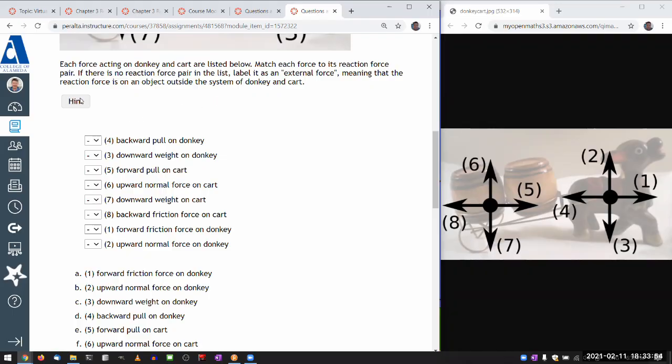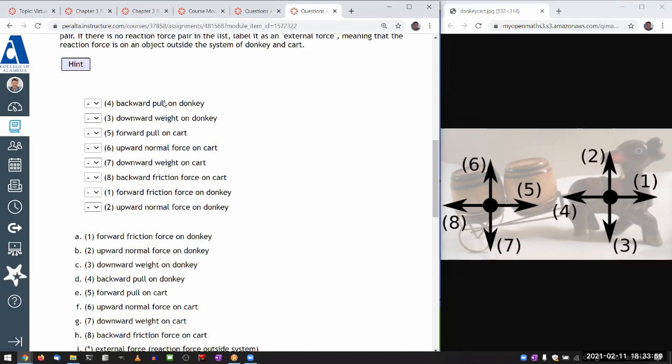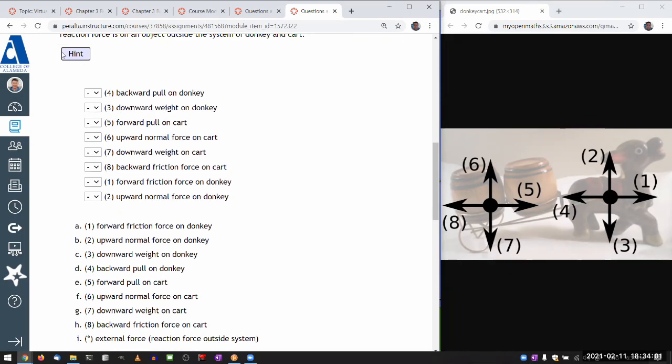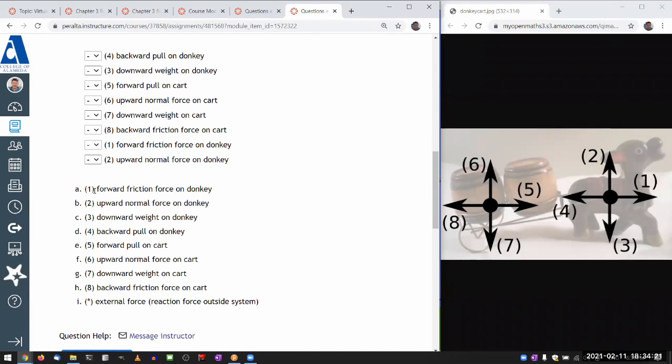And I forget what I say in the hint. Yeah, I think I actually say it in the hint: most of the forces below should be an external force. So I'm going to take a lead from that, and first focus on determining if it's an external force or not. Because if it's an external force, then I shouldn't be looking for a reaction force. I should just be labeling it as an external force, reaction force outside the system. So let's get started here.